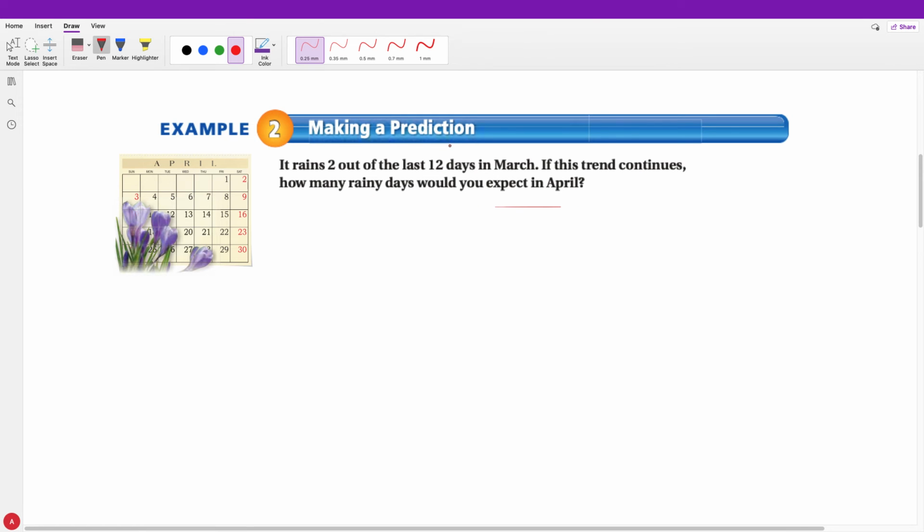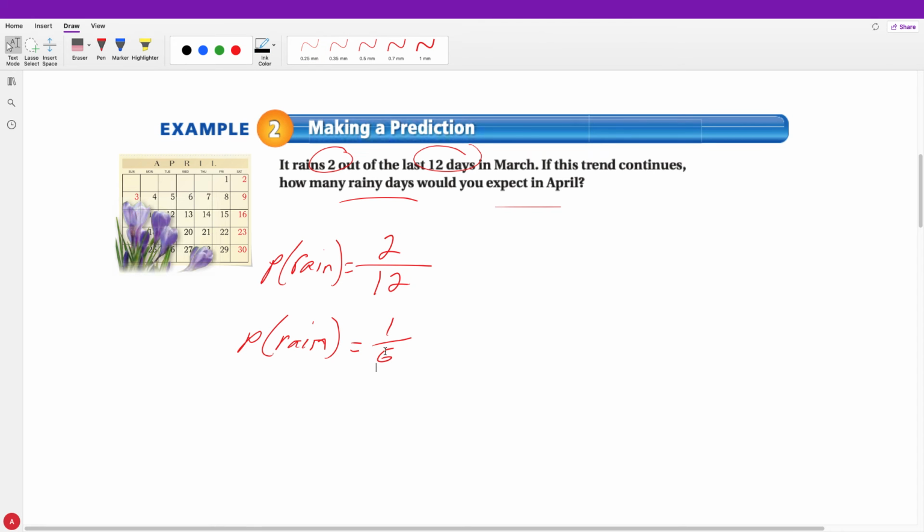So when we look, this will be our total number of experiment days that we did. We had 12 different experiment days, so that would be our denominator. Our numerator would be how many days it rained out of that. So our probability of rain based on our March data is 2 out of 12, or we would say the probability of rain is 1 out of 6. We would still reduce these fractions when we're dealing with that. So that is our experimental probability. It's 1 out of 6 that it will rain.